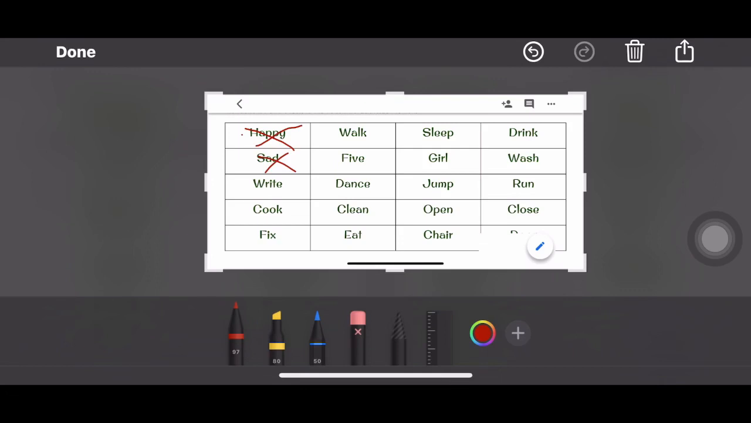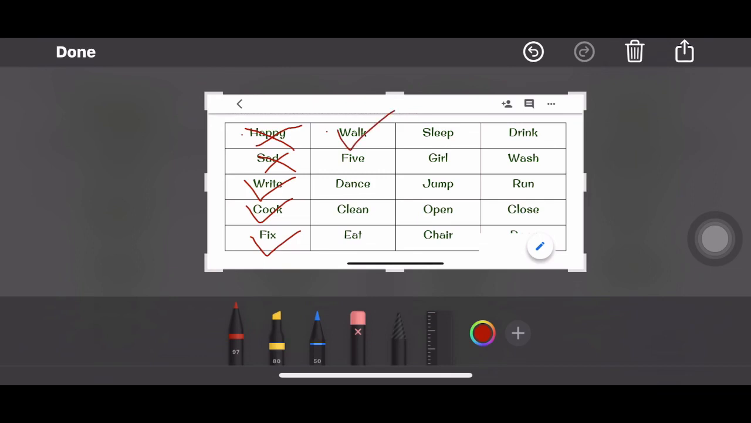How about write? Is this an action? Yes, it is. How about cook? Go and cook. Is this an action? Yes, it is. How about fix? I want you to fix your bag. Is there an action there? Yes, there is. So that is action. How about this one? Walk. Is this an action? No, it's not. No, just kidding. It is. Of course, it is an action.